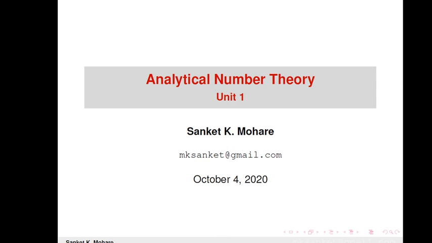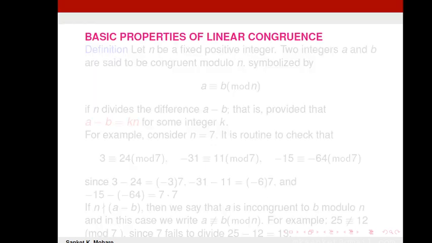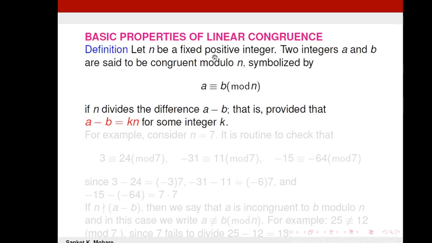In this video, we will start unit first. First article, basic properties of linear congruence. Definition. Let n be a fixed positive integer. Two integers a and b are said to be congruent modulo n if n divides the difference a minus b. That is, provided that a minus b is equal to kn for some integer k.